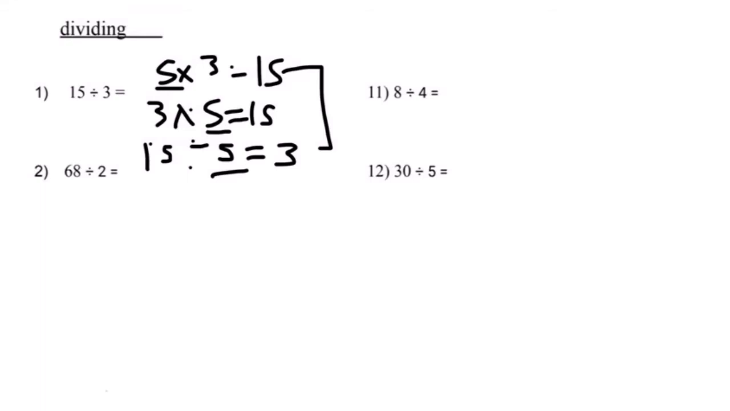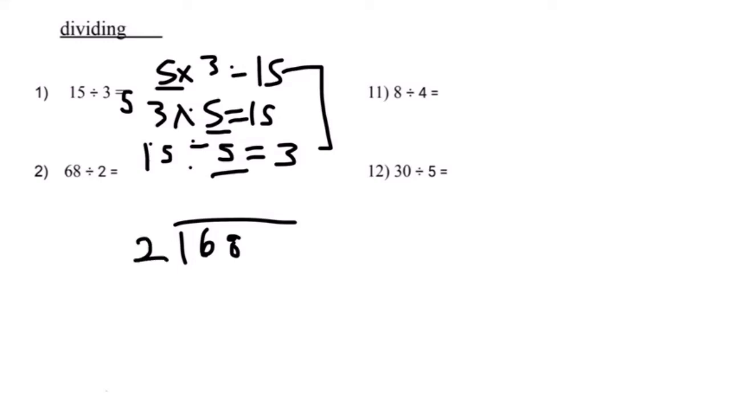Therefore, 15 divided by 3 should equal 5. Number 2, 68 divided by 2. This is a different situation where we don't use the multiplication table. Instead, we actually use the division equation formula in order to solve 68 divided by 2. And we would do that by putting 68 in the house, or the division symbol, and 2 on the outside.